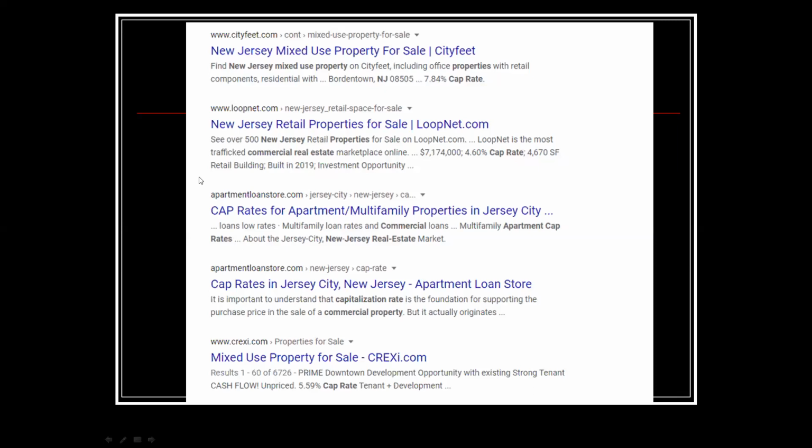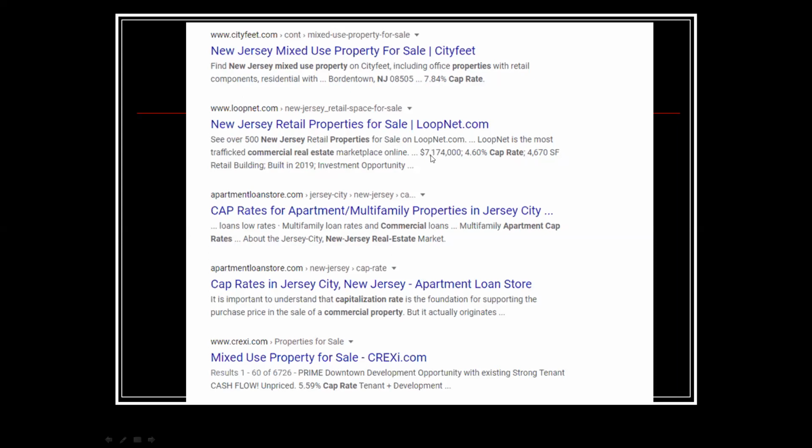Now, I Googled cap rates in New Jersey tonight. And what we're seeing here is all different cap rates. Here's a building that you could buy in Jersey City that has a 7.84% cap rate. That means if you paid full price for it and you considered all the expenses, you would make a 7.84% return if you paid cash for it, because we do not include debt service.